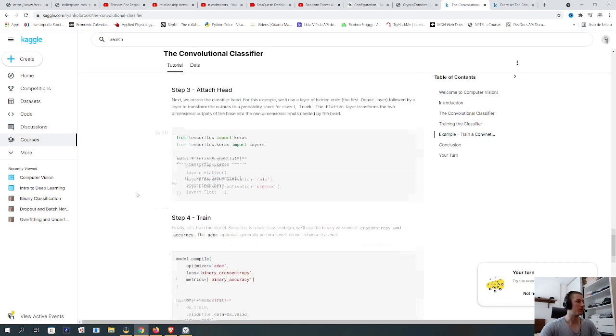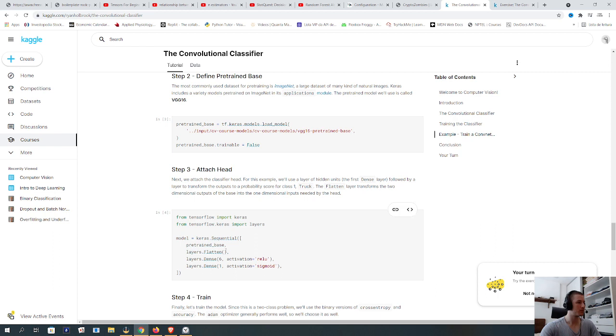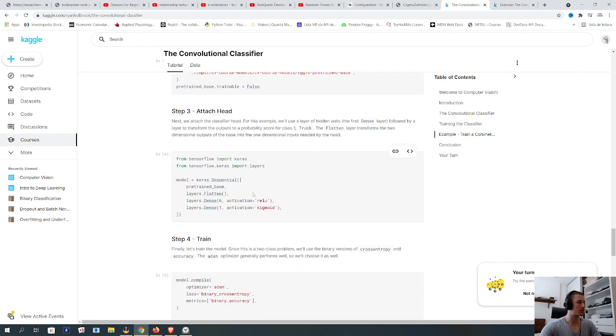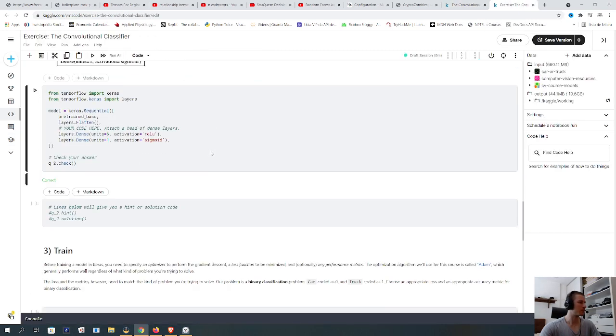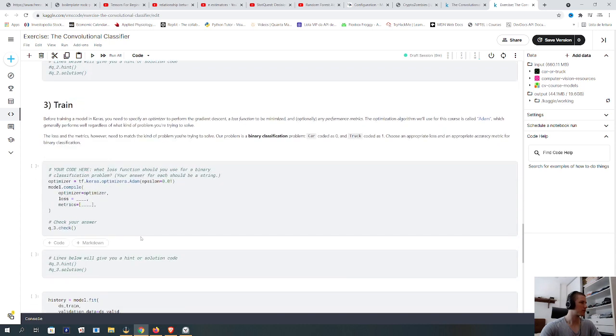Let me remember here. Layers flattened. It's already here. So this is the first layer that translates the two outputs into one binary input. Into one input. Train. Before training a model in Keras, you need to specify an optimizer.